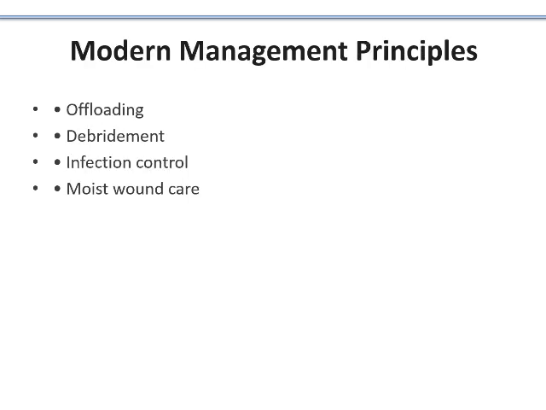Management begins with offloading: total contact cast, removable walkers; sharp debridement by removing devitalized tissue to promote granulation; infection control, appropriate cultures and targeted antibiotics; vascular assessment and revascularization, either endovascular or open surgery; moist wound care and advanced dressings based on the different wound characteristics. Each patient must receive an individualized treatment plan based on these principles.